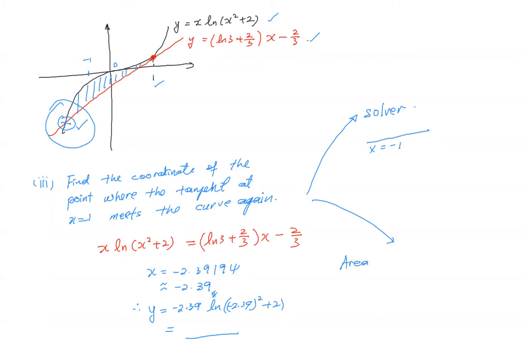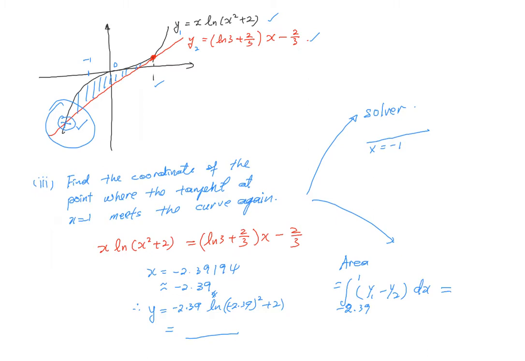Yeah. So you ask for the area, so you integrate. If this one you key into y1 and this one you key into y2, so you will do from 0, negative 2.39 to 1, y1 minus y2, then dx. Then you can get the area. So this question is possible.